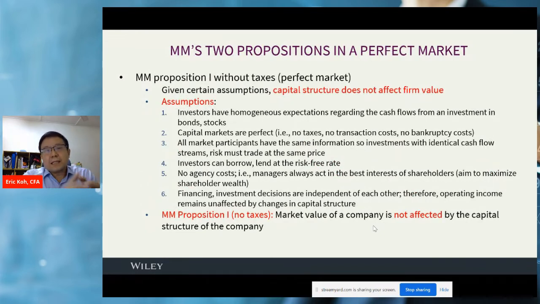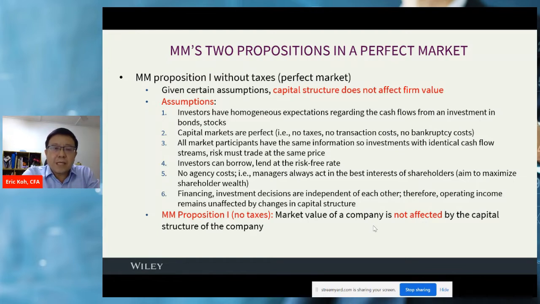So let's look at capital structure considerations in a perfect market to begin with. There were two well-known personalities in finance, Modigliani and Miller, which we abbreviate as M&M. M&M came out with two propositions. The first proposition is this: in a perfect market, it does not matter how your firm's financing is structured, how your capital structure is done, whether you have 100% debt and 0% equity, or the other way around, 100% equity and 0% debt. It doesn't affect the firm's value.